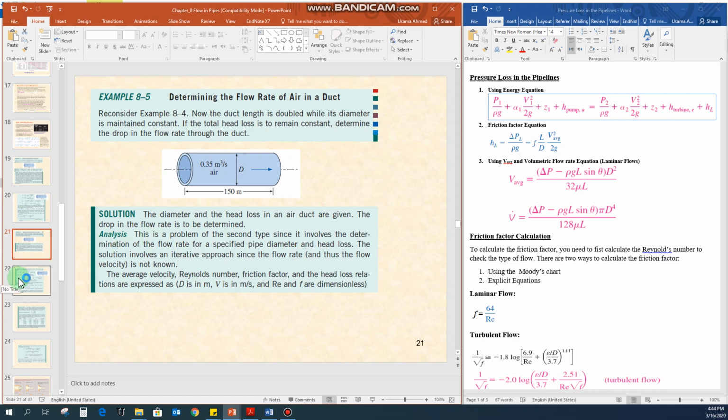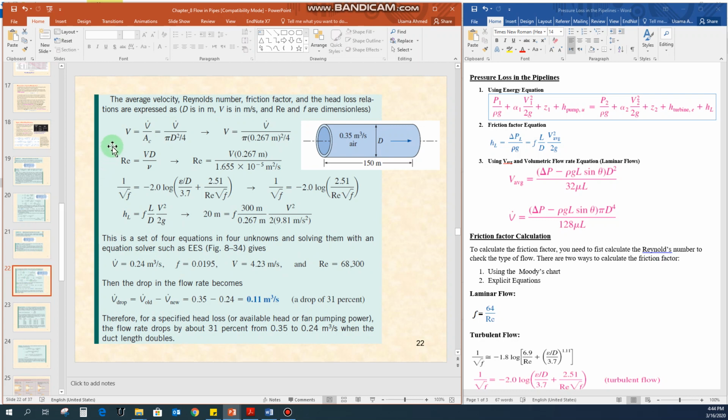Okay, so there are two ways of solving this question. The first one is the iterative approach, or by using the EES system, which is an engineering equation solver system. So you can have four equations, one for the velocity, the second one for the Reynolds number, the third one for the friction factor, and the last one for the head loss.